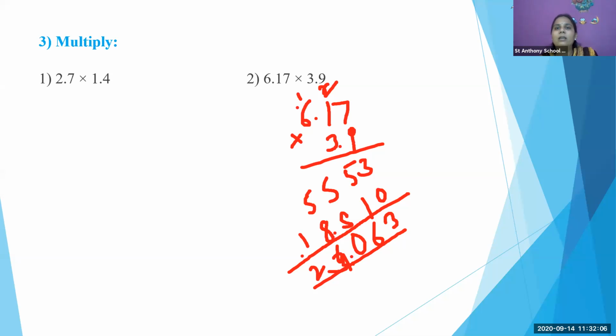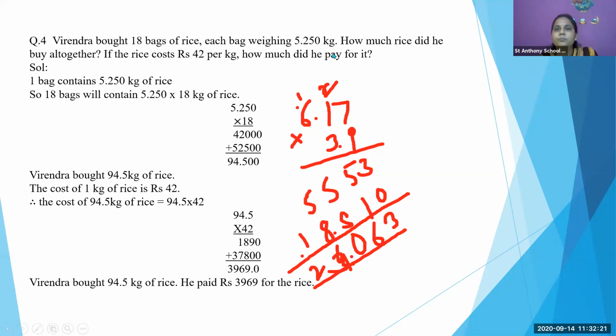I hope everyone understood these very easy sums. Simple multiplication is there. Count the digits after the decimal point and then put the decimal point from the unit place. Okay. From the unit place, count the digits and put the decimal point over there. Okay.